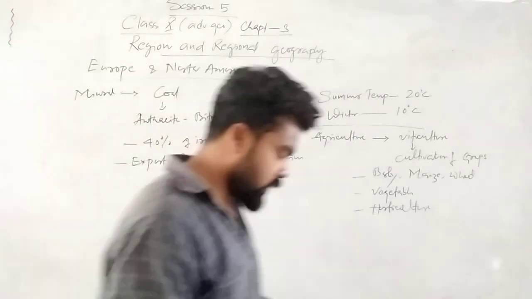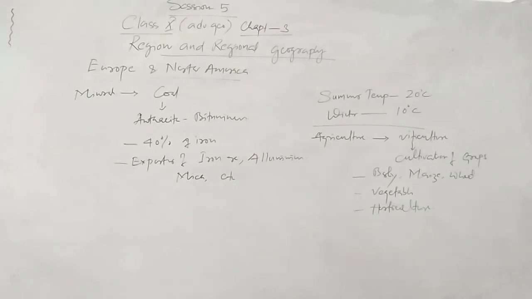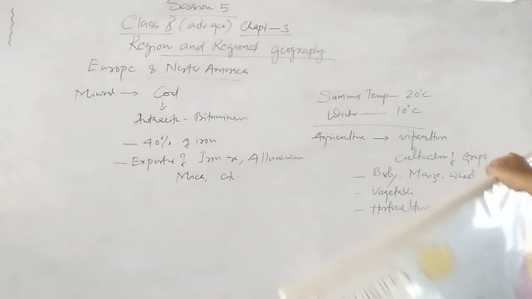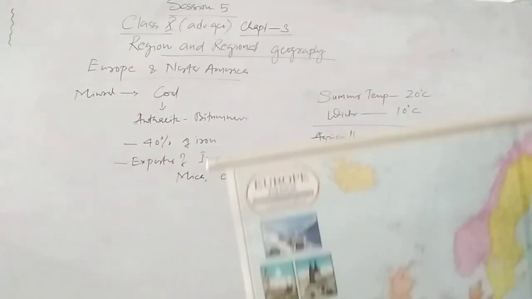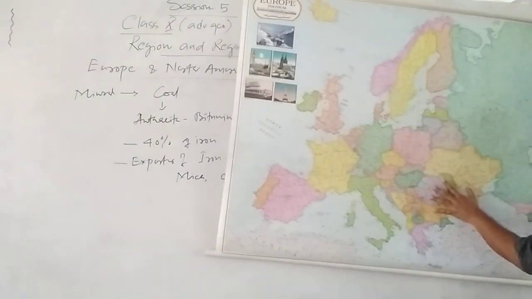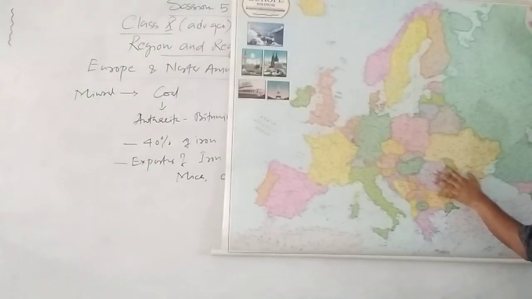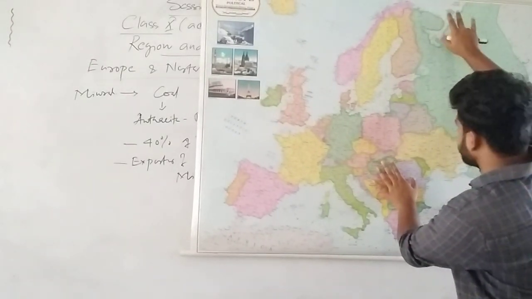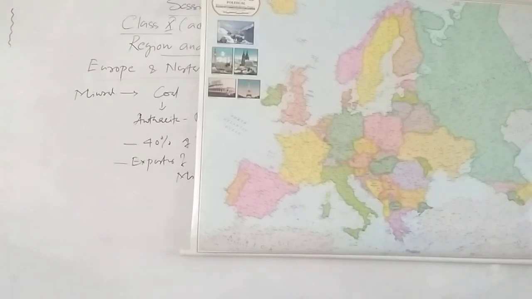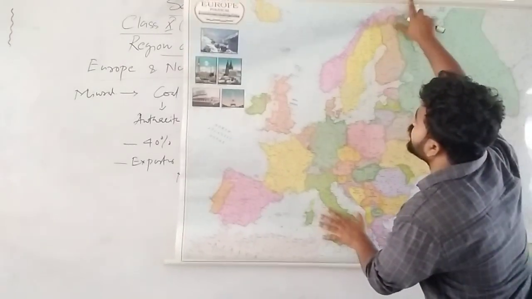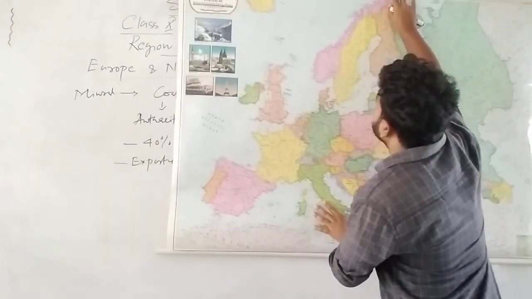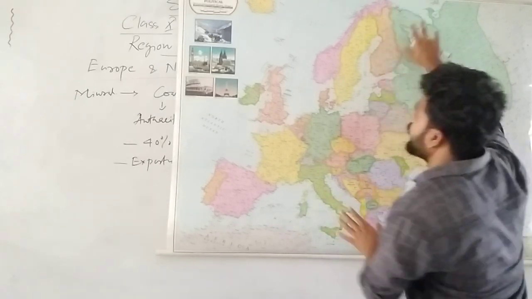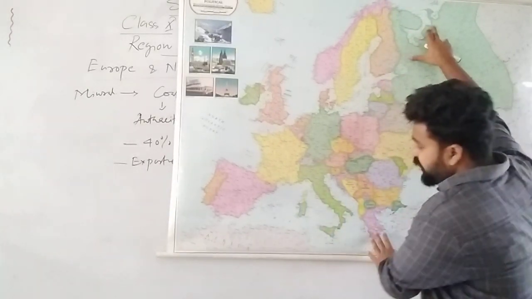Okay, let's see what are the different countries in the map. What are the different countries there in the map? This is the Europe. Okay, you'll see what are different countries here. Okay, I think this is clearly visible to you. Okay, let's see what are the different countries there in Europe.